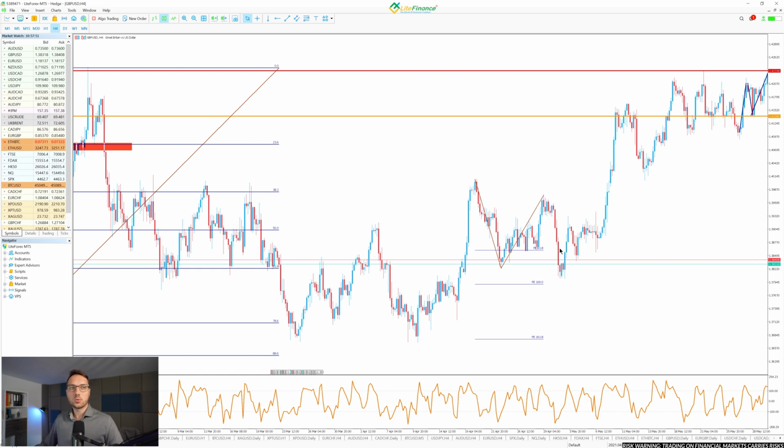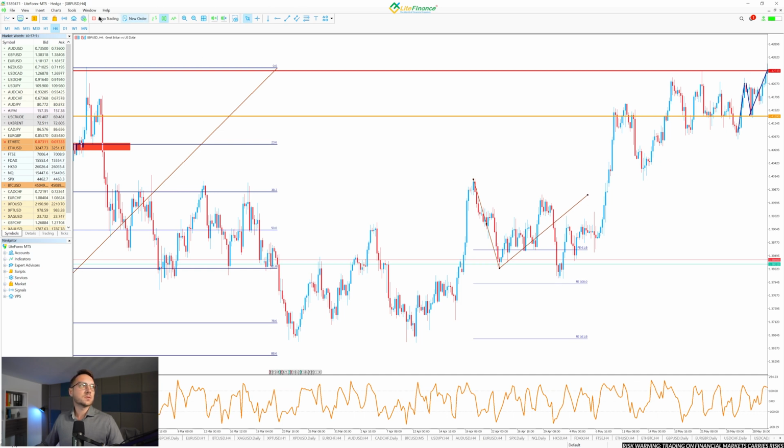This is a 1-to-1 pattern, also AB equals CD, etc. You can see it is almost perfect. A couple of pips were lacking to fill the formation, but you get the point. And I hope you understand what it is about. So you can see that from this moment we should have the continuation, and in such a situation it occurred.